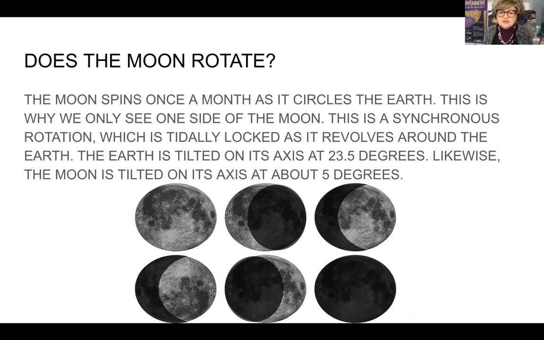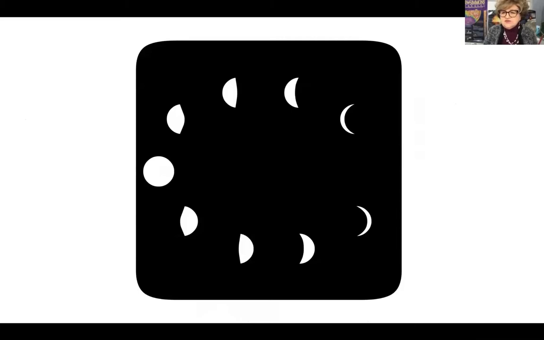Now, like Ms. Ramirez pointed out to you, the earth is tilted on its axis at 23.5 degrees. And Mr. Monroe pointed out it's that tilt on the axis that causes the seasons. Well, the moon is also tilted on its axis, but it's very small. It's only about 5 degrees. So we have some different pictures of the moon down here. The moon does not have its own light. It simply reflects the light of the sun. So we see these different phases.